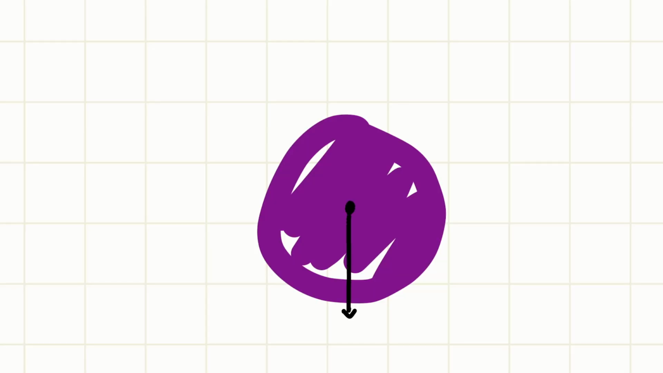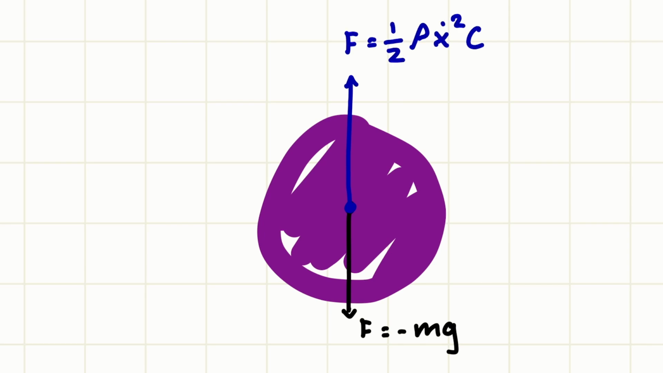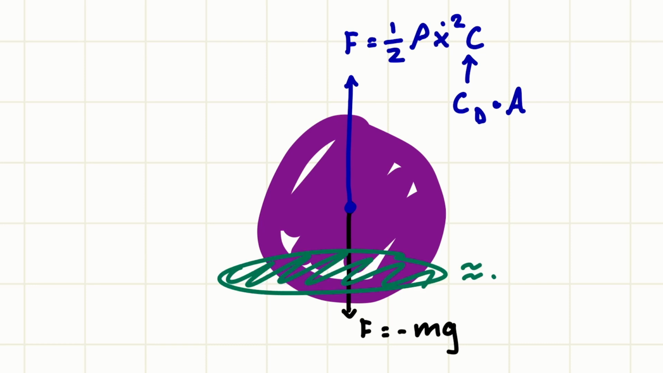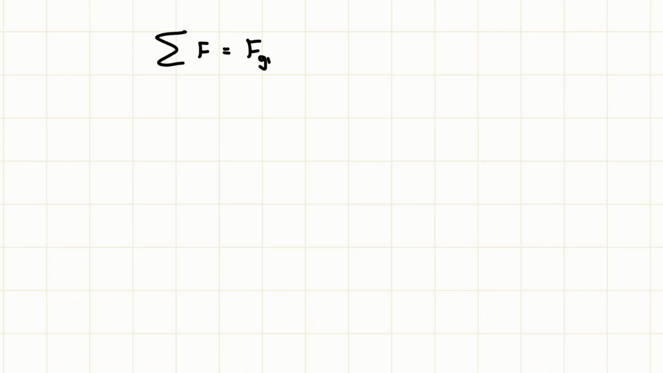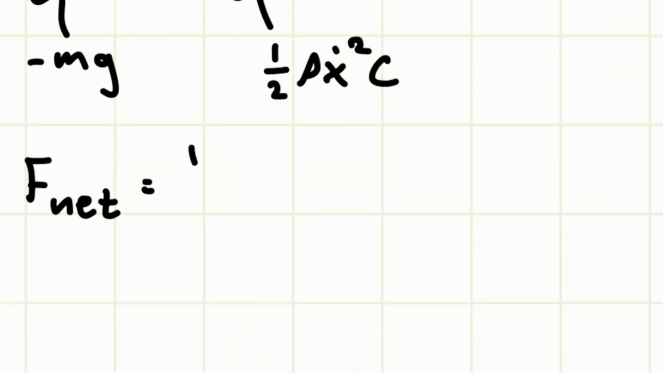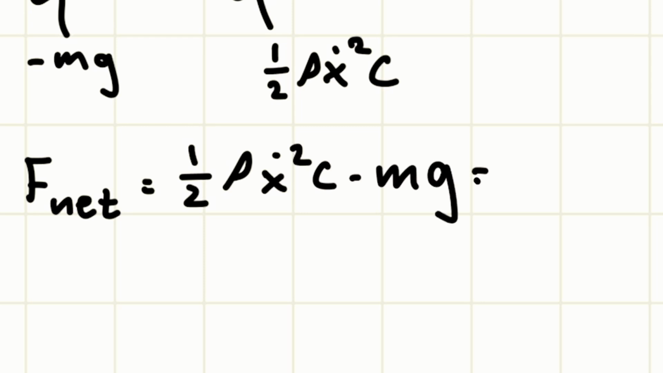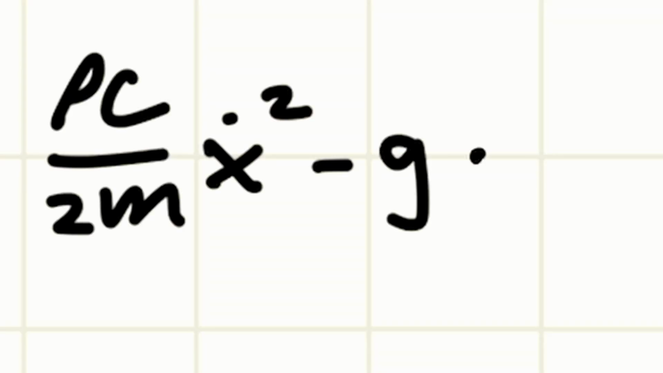We have two forces, gravity, where F equals mg, and drag, where F can be modeled using Bernoulli's equation of drag in incompressible flow. F equals 1/2 rho x dot squared times c, where c is the coefficient of drag times the object's frontal area, and x dot is the time derivative of position, velocity. Let's sum the forces and set them equal to the mass of our object times acceleration. The net force is just 1/2 rho x dot squared c minus mg equals m x double dot. Let's simplify this to have x double dot on one side. Rho c over 2m x dot squared minus g equals x double dot.